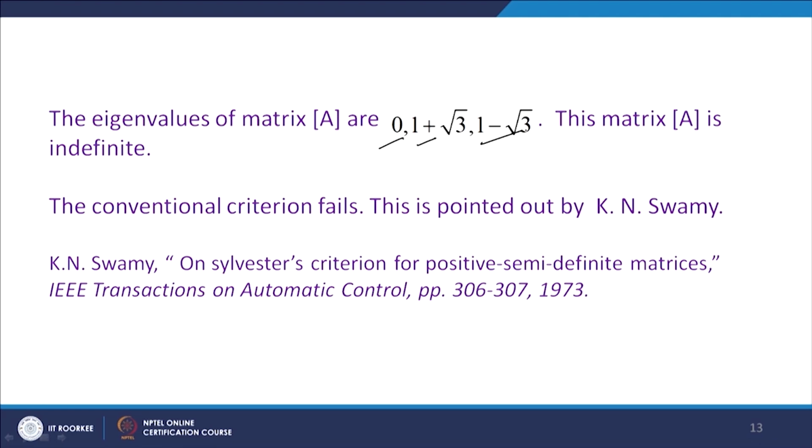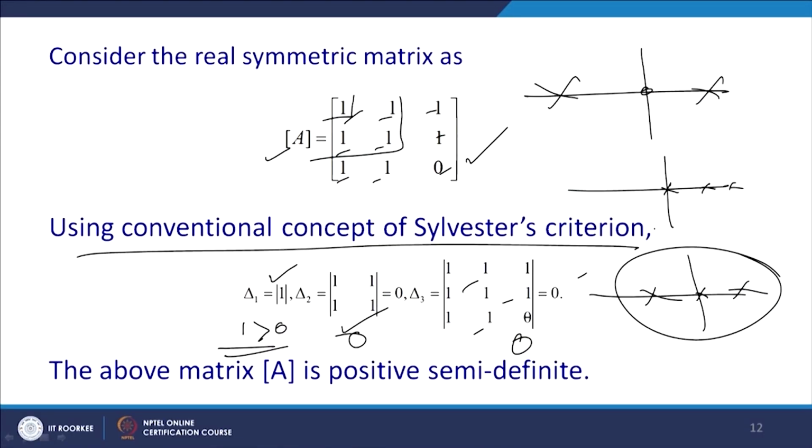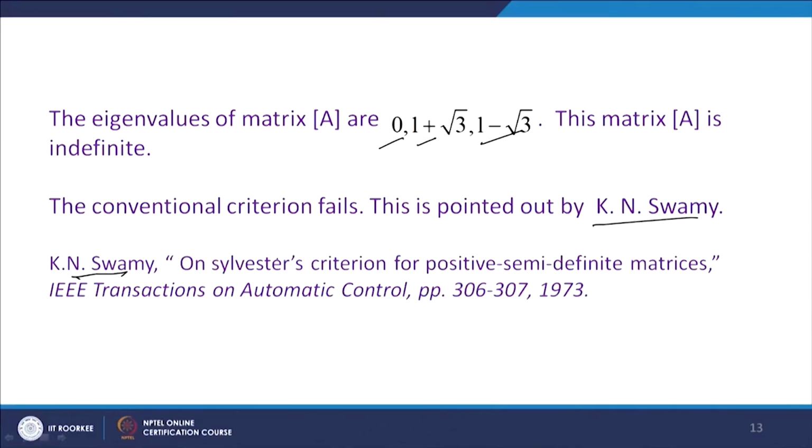This matrix is indefinite. See here, by calculating the eigenvalues, this matrix comes out indefinite, but by the conventional approach we got a positive semi-definite matrix. Why has this happened? This issue was pointed out by K.N. Swamy. He published a paper, Sylvester criterion for positive definite matrix, in IEEE Transactions on Automatic Control, 1973, a very important journal.